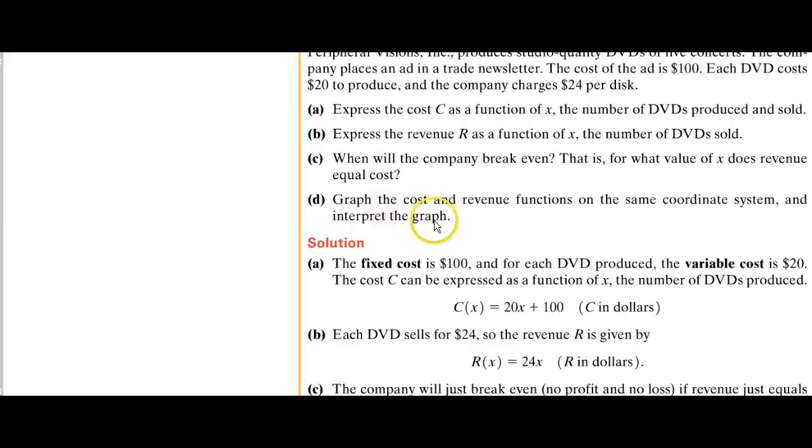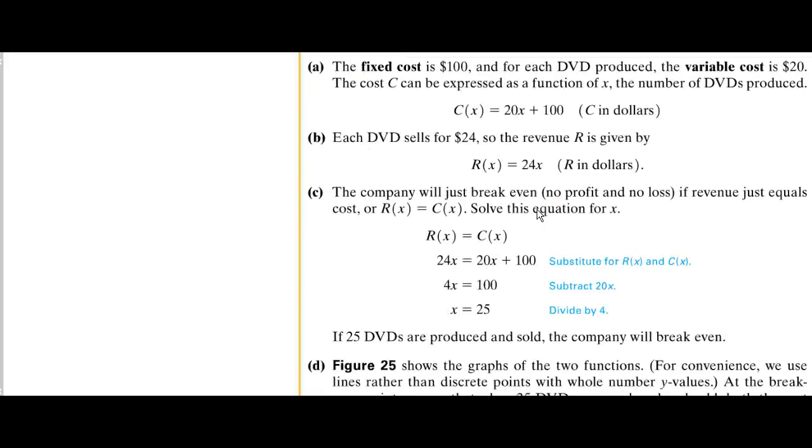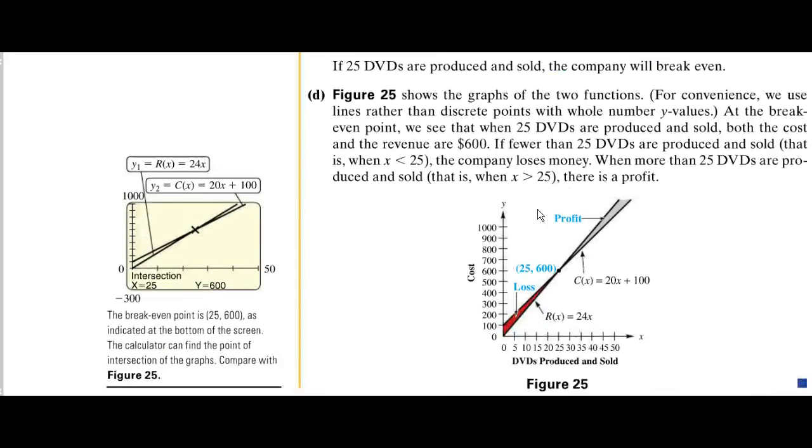And they asked to graph it, so we did that. We did all of this. And of course, their graph's a little more detailed. And right there is the point where they break even. That is, they have to sell 25 DVDs, and then anything above that, they start to make a profit. Anything below that, they would have a loss.